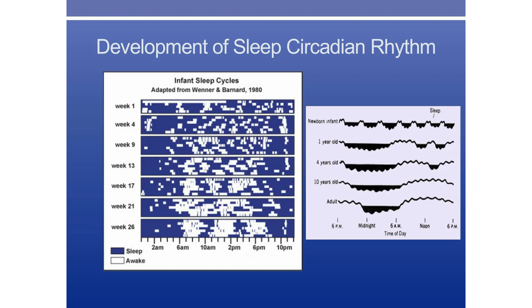The same can be seen maybe even better in this cartoon on the right, which shows newborn infant sleep-wake, sleep-wake, sleep-wake, which happens randomly. And then around 1 year of age, one consolidated nighttime sleep and two naps. Around 4 years of age, one nap. 10 years of age, only consolidated nighttime sleep. And adulthood, consolidated but less nighttime sleep.